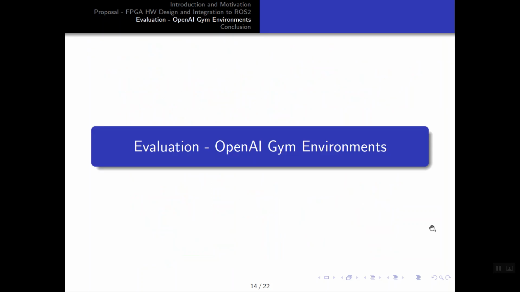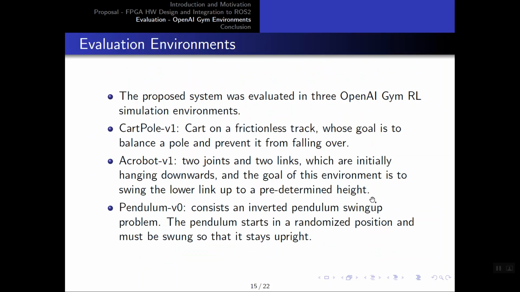Now I'm going to be talking about the evaluation that we have performed on this proposed system that made use of OpenAI Gym environments. So OpenAI Gym is a framework that contains widely used simulation benchmarks for reinforcement learning. Our proposed system was evaluated in 3 such benchmarks. The first one is CartPole-v1, which consists of a cart on a frictionless track whose goal is to balance a pole and prevent it from falling over.